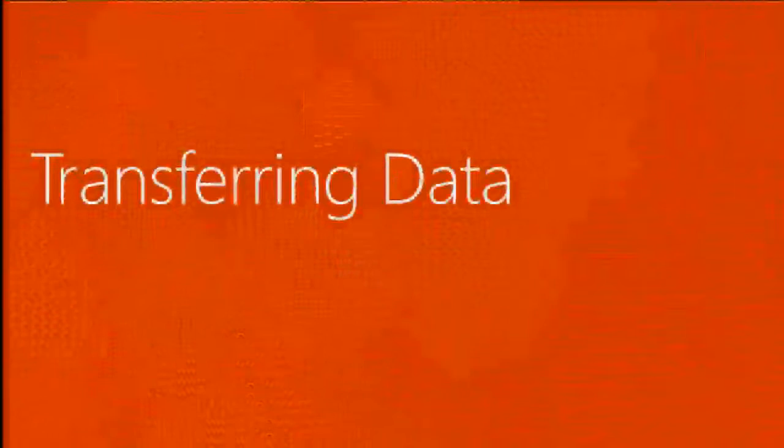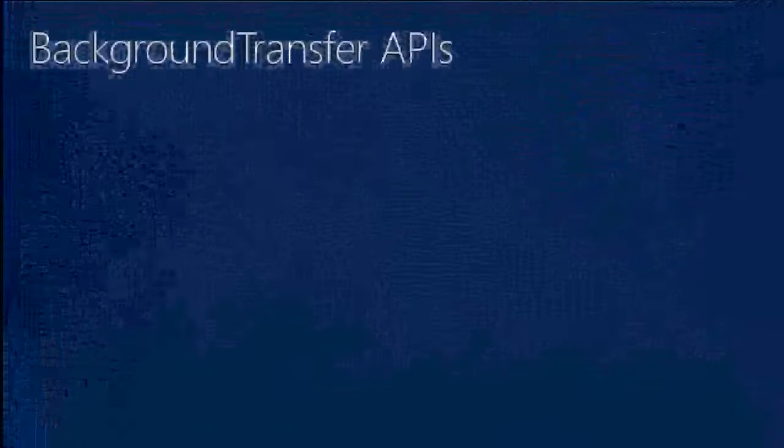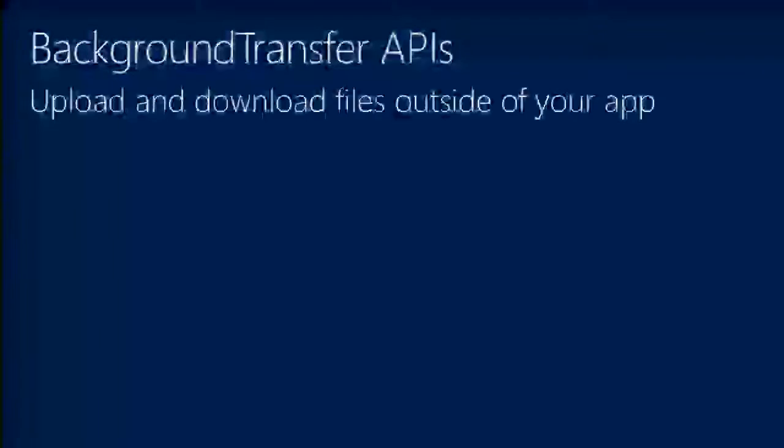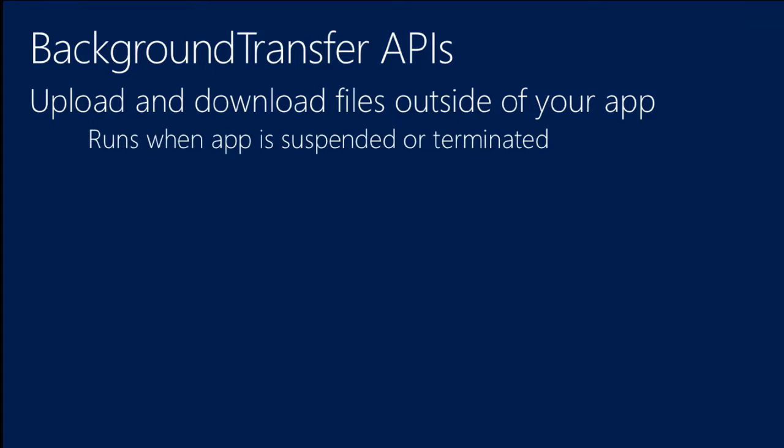All right, so the next one we're going to look at is transferring data, the uploading and downloading of files. To do that, there's a background transfer API. The goal of this is basically to take the process of uploading or downloading a file and move it outside of your app. This process is registered with Windows, and Windows handles it for you and gives you some feedback on how it's going. That way, if your app is suspended or terminated, this process keeps going.